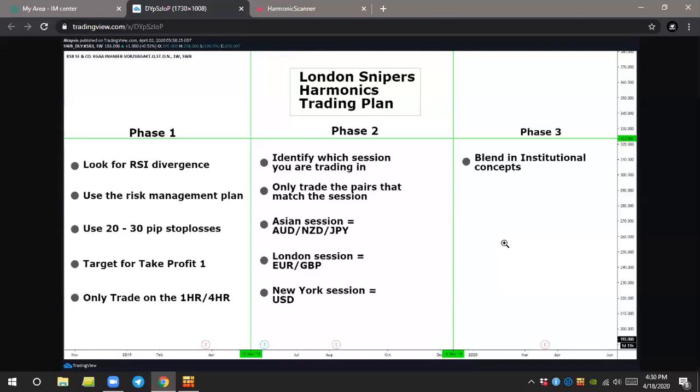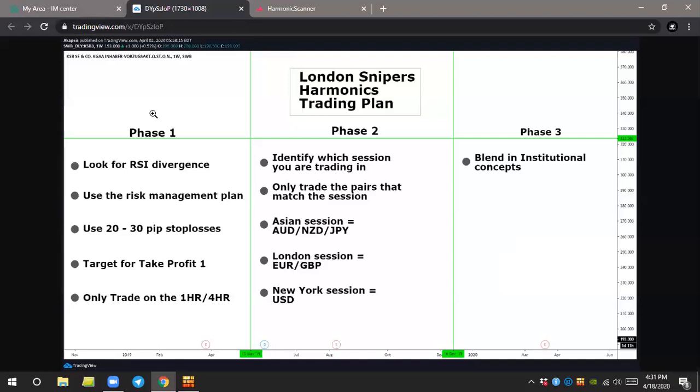Phase two is going to help you identify which session you are trading in, and which sessions to trade in for the pairs that match. For example, we'll go over the Asian session and its times, the London session and its times, and the New York session and its times as well. Phase three is going to be blending in the institutional concepts that you learn into using the harmonic scanner, so that it all coincides with each other and is much easier to use as one full tool. So let's go ahead and move forward.